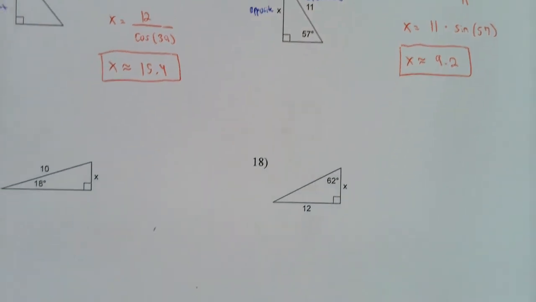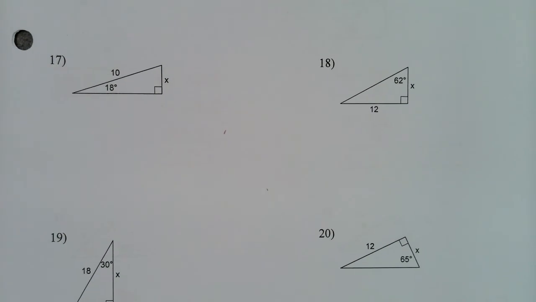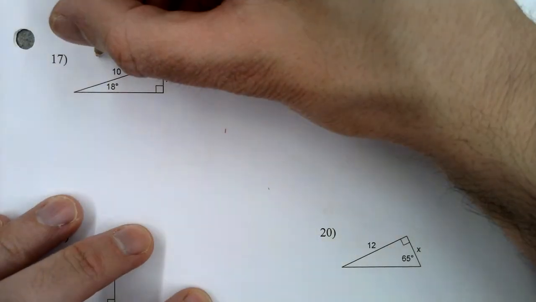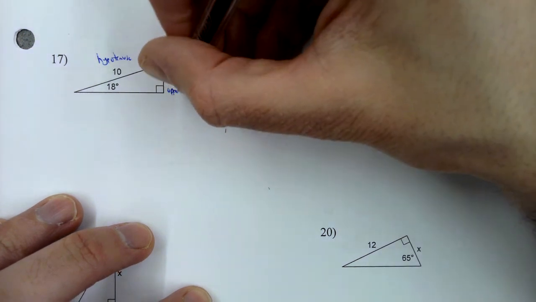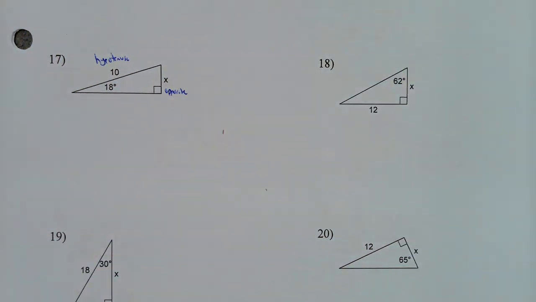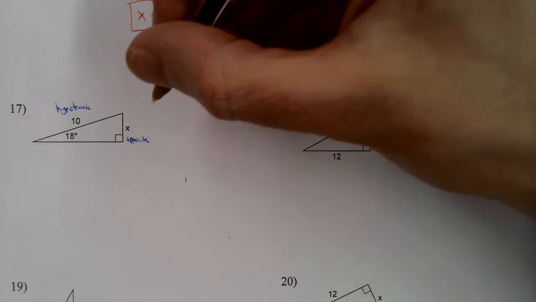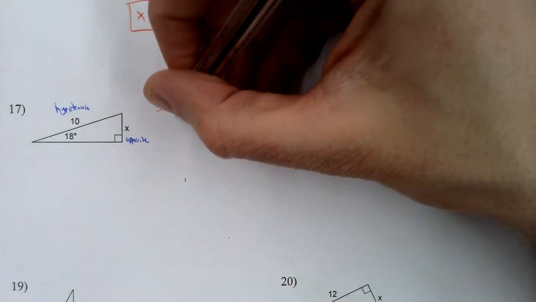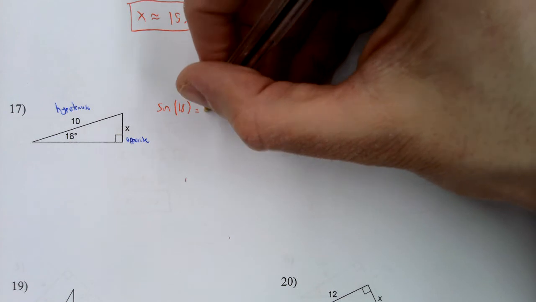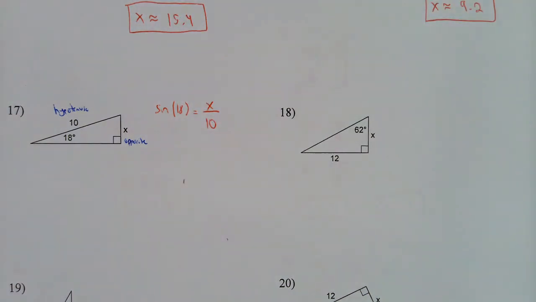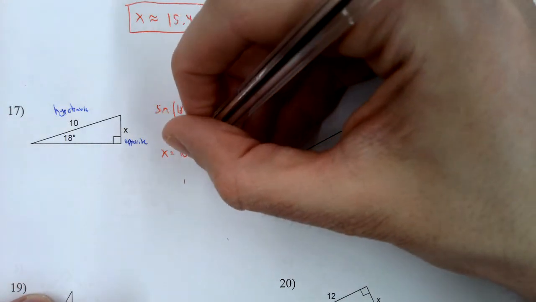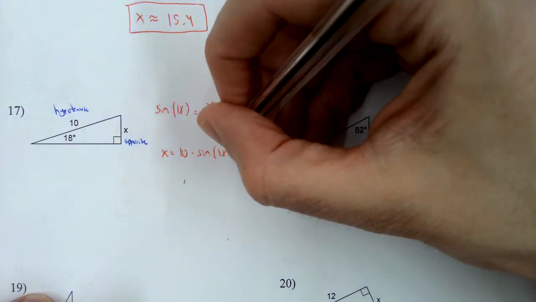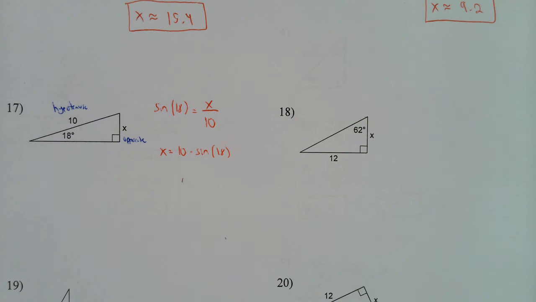Okay, a few more. I'll go a little faster now because we've done a bunch. So we have opposite and hypotenuse. So it'll be sine. Sine 18 equals x over 10. x equals 10 times sine of 18. 3.1.